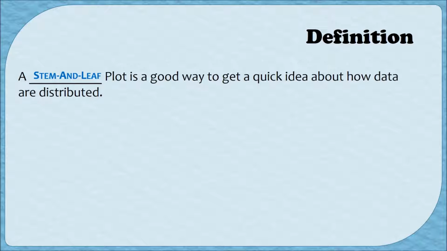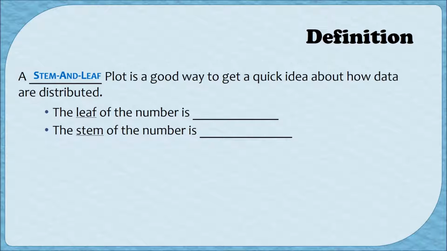In order to make a stem and leaf plot, we're going to take all of our data and break them up into two pieces, a stem and a leaf. So let's talk about how we can find each of those pieces. When we break a number up, the leaf of the number is the last digit. And it doesn't matter whether our data are whole numbers or decimals, the leaf is always whatever digit is on the rightmost side. Then we're going to break off all of the other digits and call that the stem. So the stem of a number is all of the other digits.